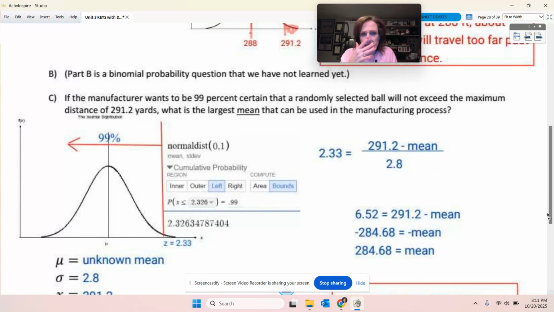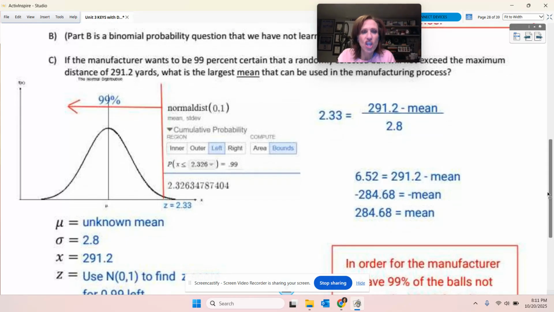C is saying, what if we changed the mean? So this is like yesterday, but we are wondering, what can the mean be set at so that 99%, so I want the boundary of 99% to be that 291.2 or less. So that says that the z-score, if you do the normal model to find the z at that spot with 99% to the left, is 2.33.